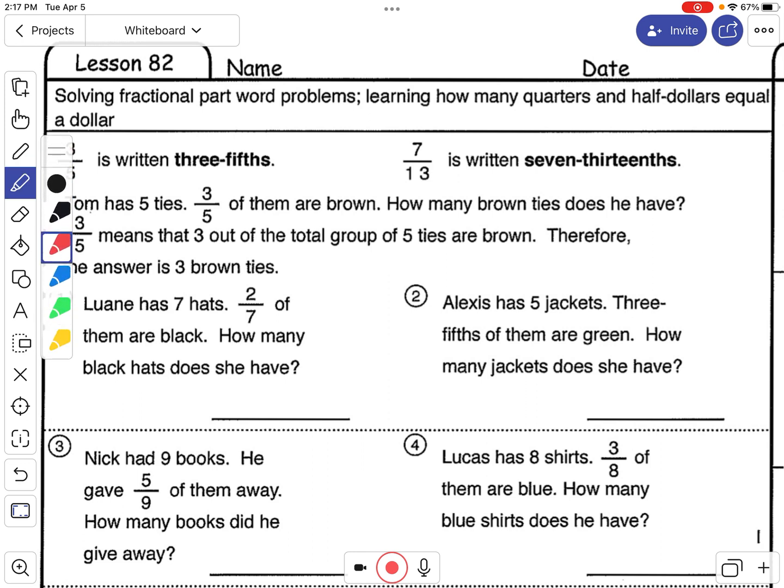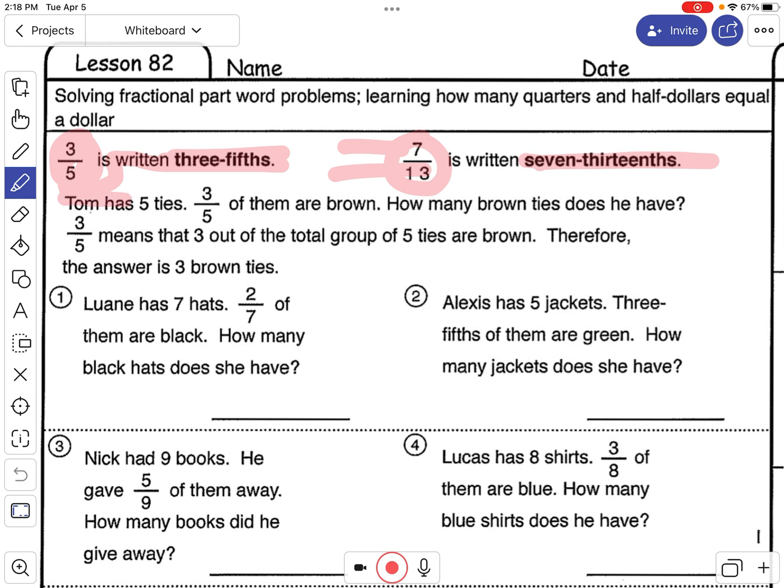Read along with me. Make sure you're reading on the screen here and staying with me. 3/5 is written as 3/5. That's how you say that right there. 3/5. This is said as 7/13. See, 7 on the top, 13 on the bottom. 7/13.